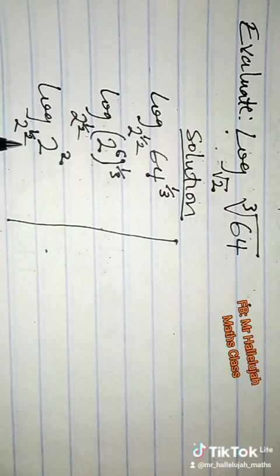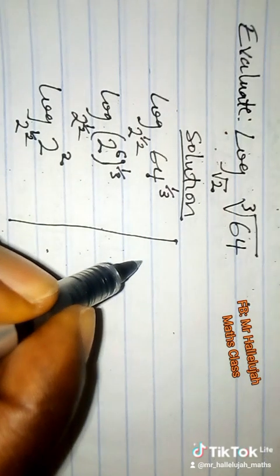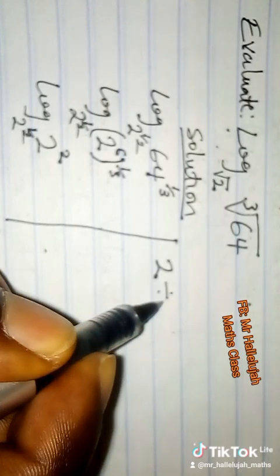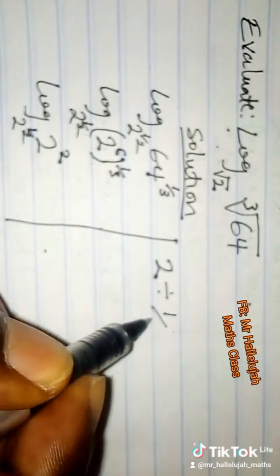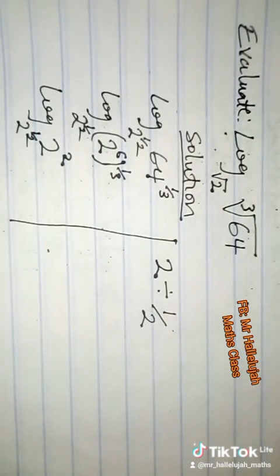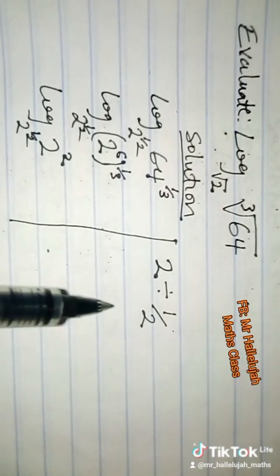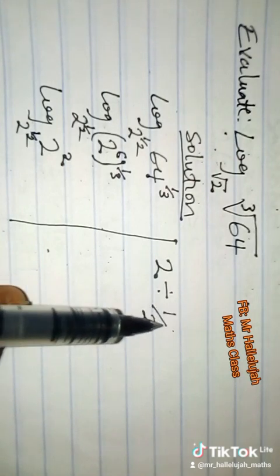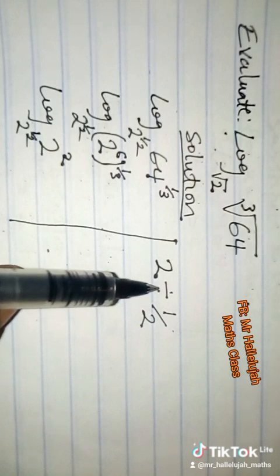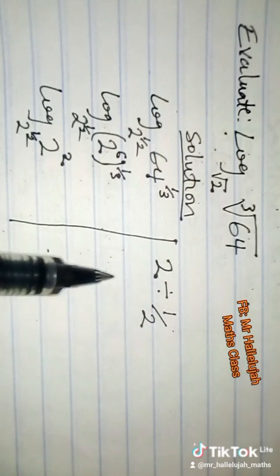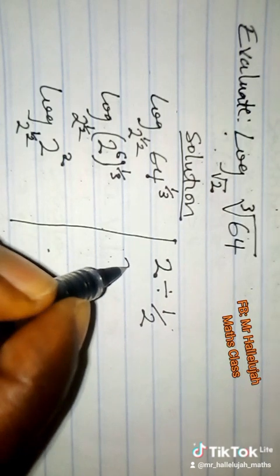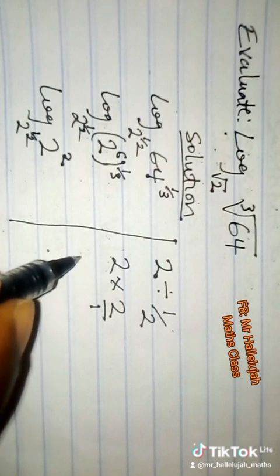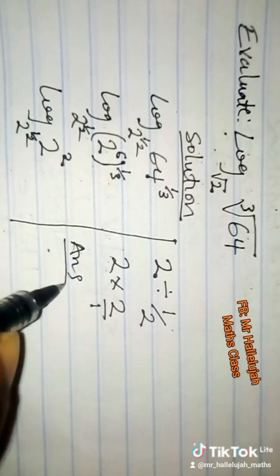Okay, it simply means that 2 will be divided by the power of the base, which is 1 over 2. Now when we have a problem such as this, we can take this 2, which is the denominator, to the top and bring the 1, which is the numerator, to the bottom. The division sign will now become a multiplication sign. So if we do that, it will now be 2 multiplied by 2 over 1. It simply means that our final answer will be equal to 4.